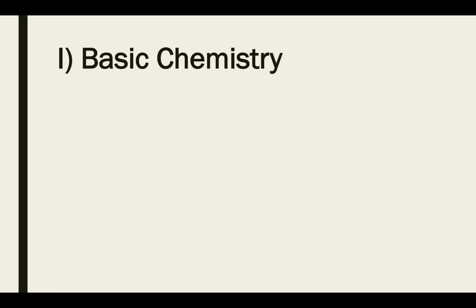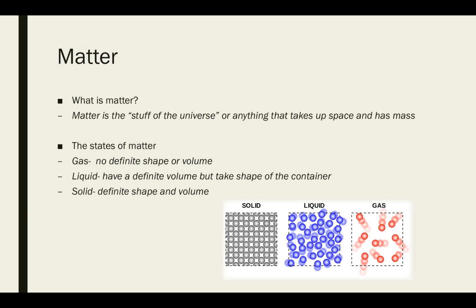This chapter has two different sections. We're going to start off with basic chemistry. The first thing we've got to know is what is matter. Matter is anything that takes up space and has mass. And there are going to be three different states of matter.